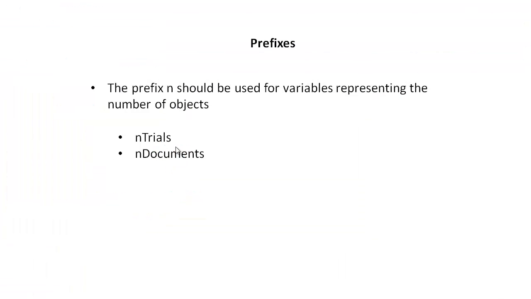Finally, one useful convention is to use the prefix n for variables that represent the number of objects. If you have the number of trials in your code, you can use nTrials as your variable name, or if you have a number of documents as a variable, again, you can use nDocuments to indicate that quantity.